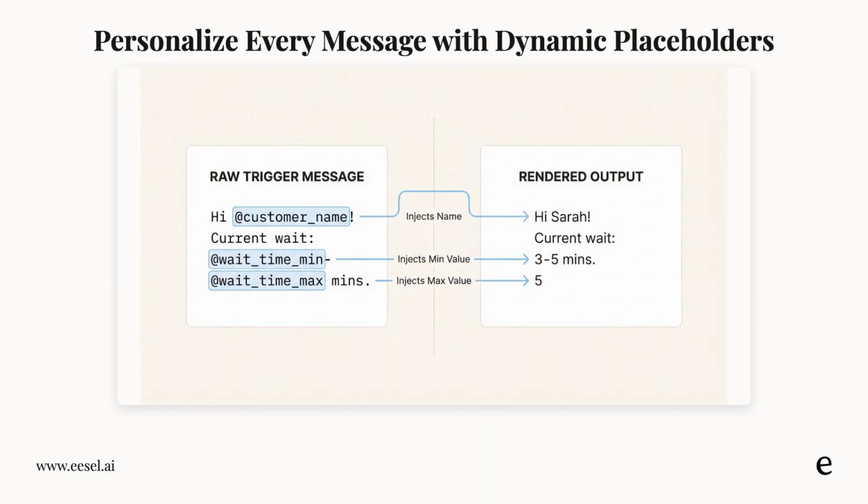Placeholders make trigger messages feel personal without any manual work. Use customer name for a personalized greeting, wait time min and wait time max for honest queue estimates, bot name to reference your AI agent by name, and queue size to give customers real context on demand. Every placeholder resolves at the exact moment the trigger fires.